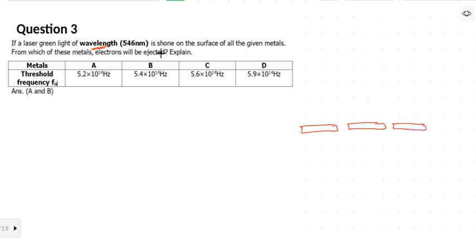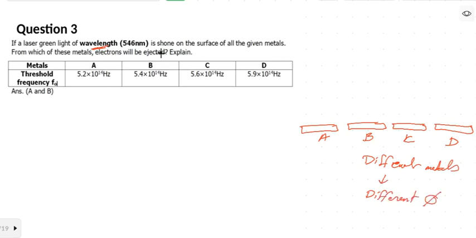Sometimes, you need to draw to imagine to understand more. This is the secret of physics. To understand physics, you need to draw. I have metal A, metal B, metal C, metal D. When we say different metals, it's very important. Different metals means different work function, different threshold frequency, different threshold wavelength. This is very important.